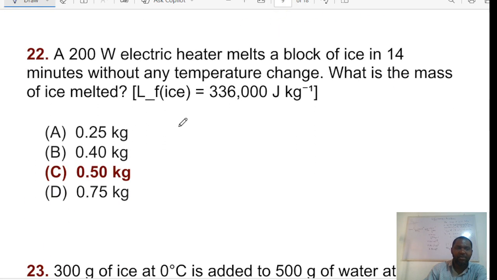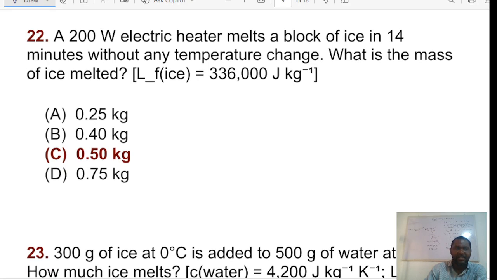The next one says a 200 watt electric heater melts a block of ice in 14 minutes without any temperature change. Of course, during the process of melting there will be no temperature change. Don't forget that, it's an exam question. What is the mass of the ice melted? In this case electricity is used to melt the ice. Since we are given power and time, we can say power times time is equal to ml. The heat involved here is just for melting, so it's a latent heat.